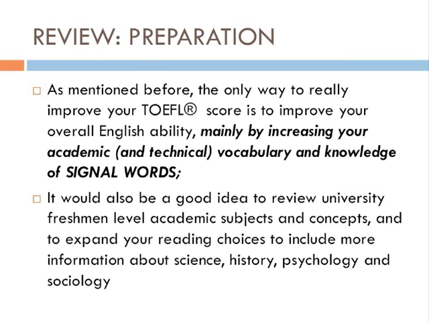Now, of course, it would also be a good idea to think about what freshmen study at the university level, the types of academic subjects and concepts they have to be responsible for. So you might also want to make sure that you're expanding your reading choices to include more things involved at the freshman level: science, history, psychology, sociology, and so on.